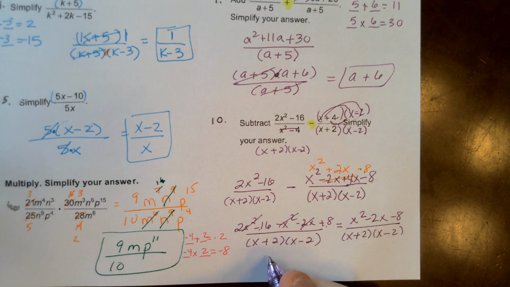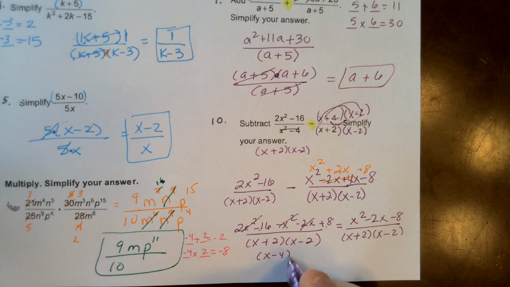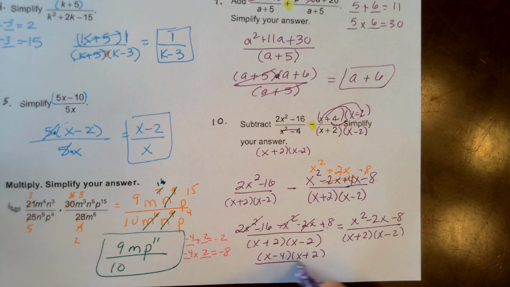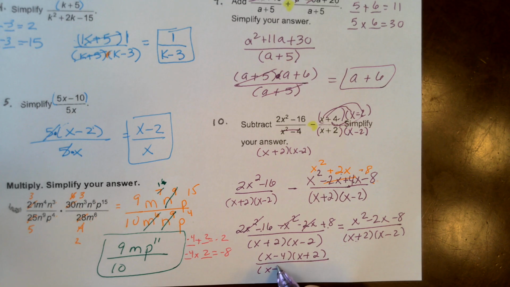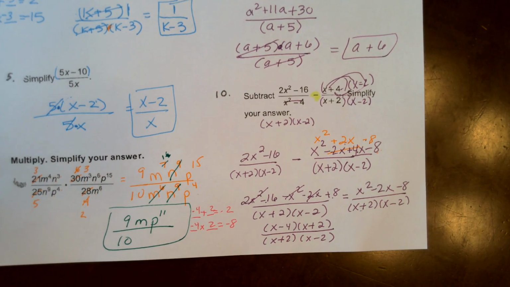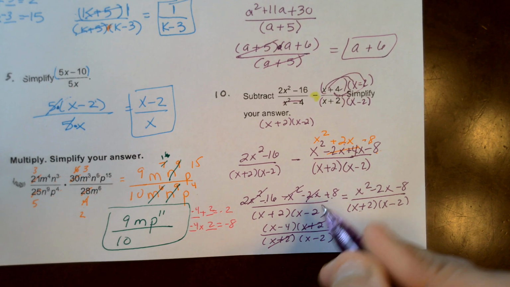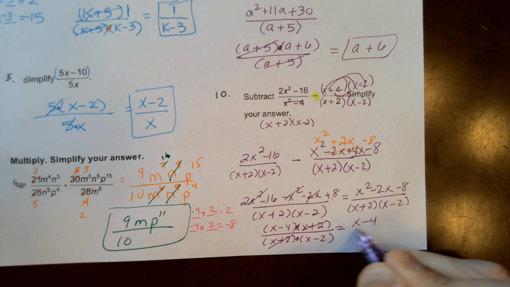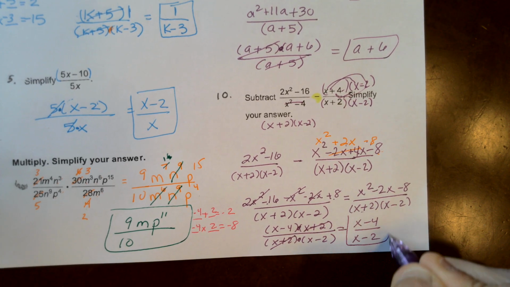So I have, I'm going to rewrite it again just to be really clear. X minus 4, x plus 2. That's what I just got right here. All over the bottom. X plus 2, x minus 2. And oops, I'm in the way here. Sorry. And then now these cancel. Now that they're multiplied, I can do that. And what am I left with? X minus 4 over x minus 2.